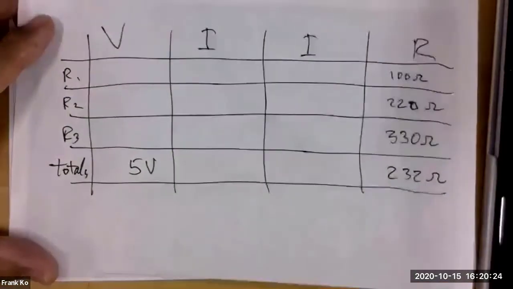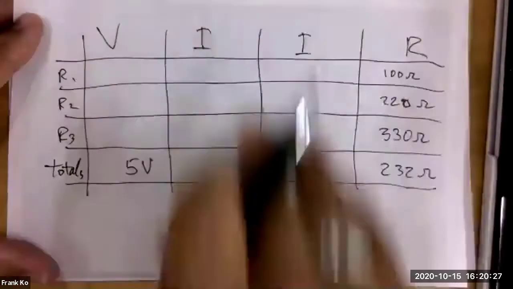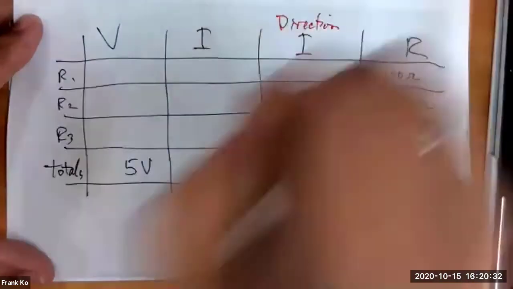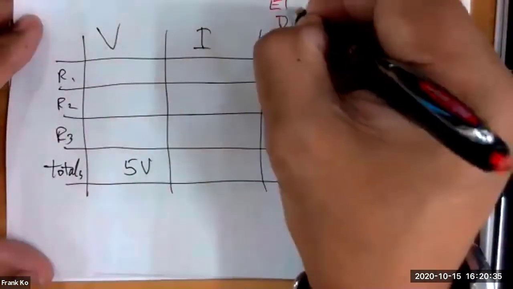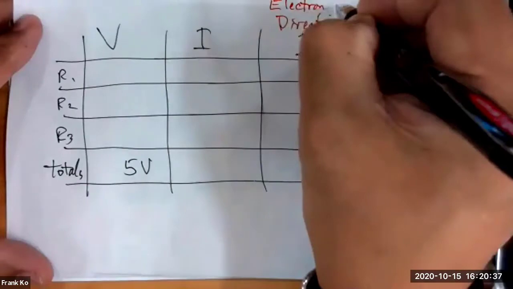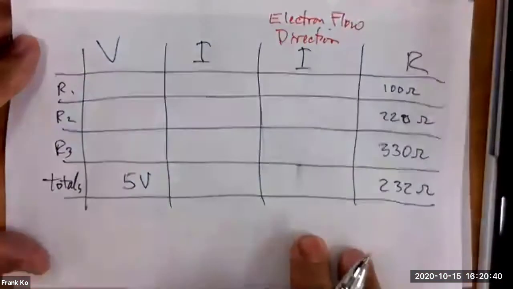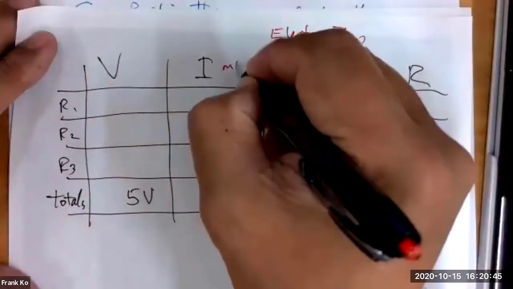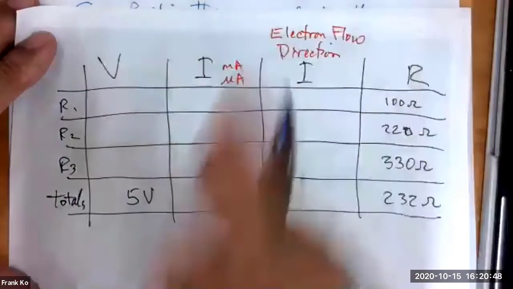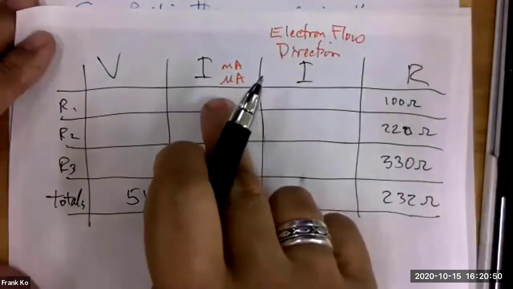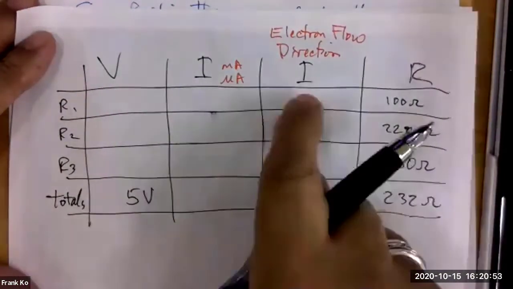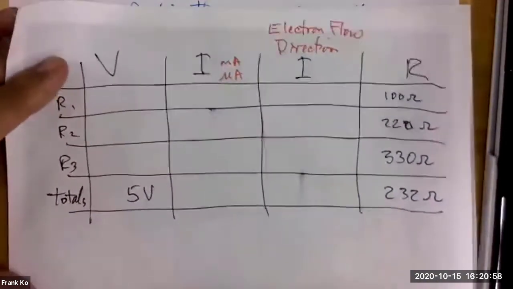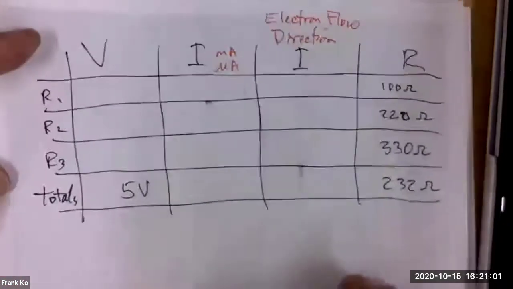Because what we're going to put into the double I column, one will be for direction, and we're going to say electron flow. Electron flow direction. We're going to use the electron flow model. And these will be in either milli or possibly microamps. We haven't calculated this yet. So our numerical values will go here, and then our arrows will go here, okay? The voltages are not significant for us at this point in time, interestingly.